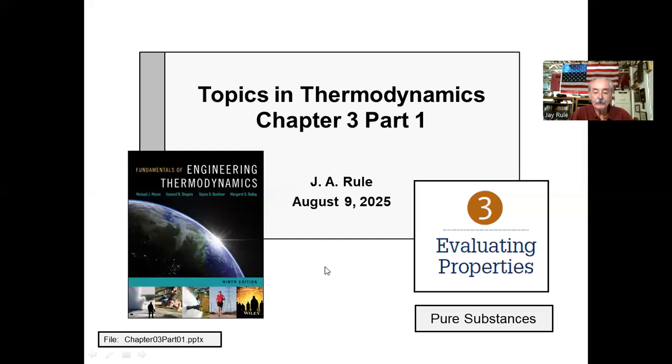So the title of chapter 3 is Evaluating Properties. And you can think of this as quantifying properties. And it's really going to pay off for you as you teach yourself to become a practicing engineer.